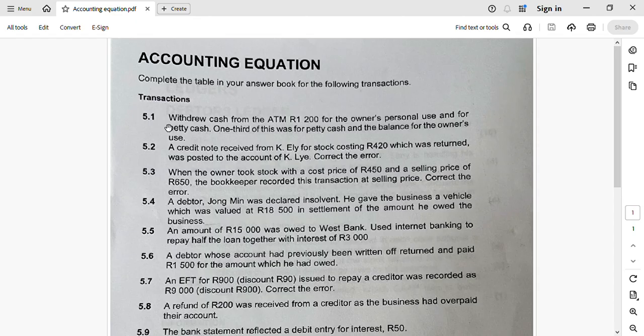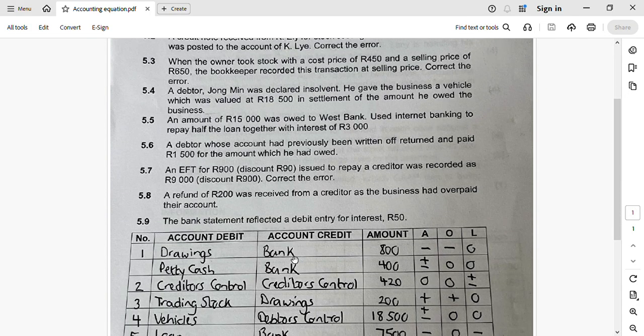The first one: withdrew cash of 1,200 Rand for the owner's personal use as well as for petty cash. A third of 1,200, which is 400, is for petty cash, and the balance for the owner's use, that will be drawings. The accounts affected here, let's start with bank. Bank is decreasing because you're taking money out of your bank, and bank is an asset going down, so you put a minus under A. And drawings is negative owner's equity, so you debit drawings and you decrease owner's equity.